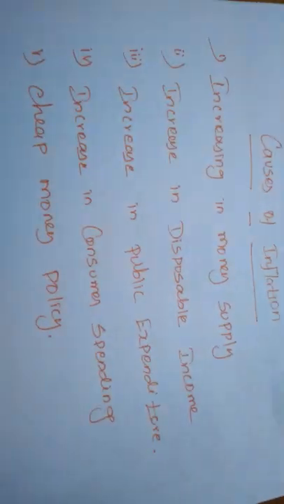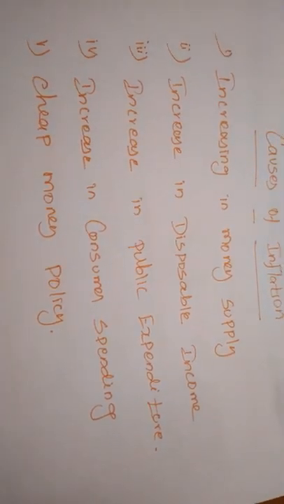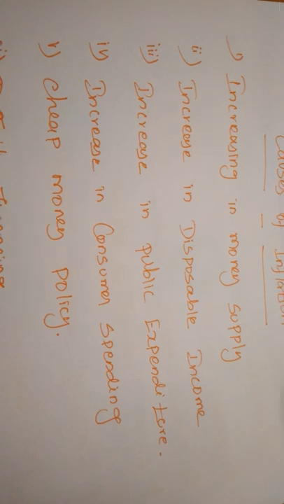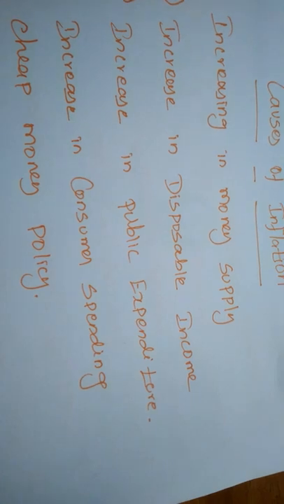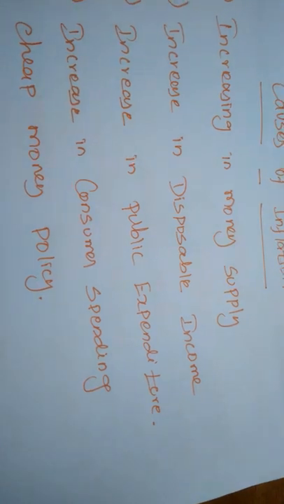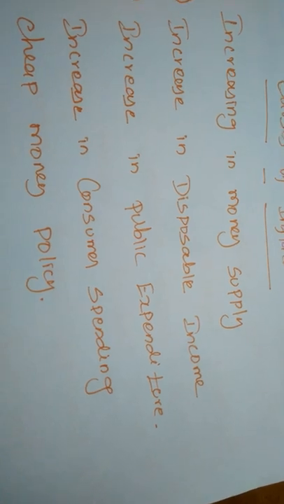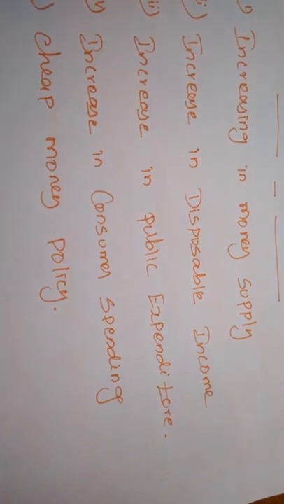Today we have studied some of the causes of inflation. The first cause is increasing money supply, which means the money supply is increased by the government. When the supply of money in our society is increased, automatically all the people will spend more money. Next, increasing disposable income. Disposable income means the money people have to spend after deducting tax and savings. If people have more money after deducting savings and tax, that is called disposable income.